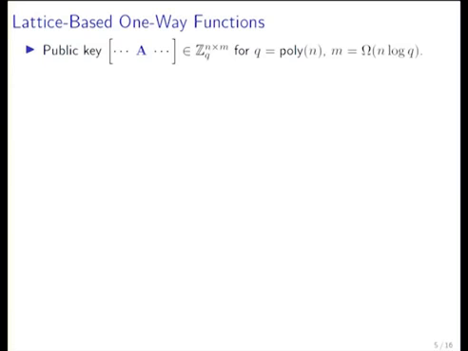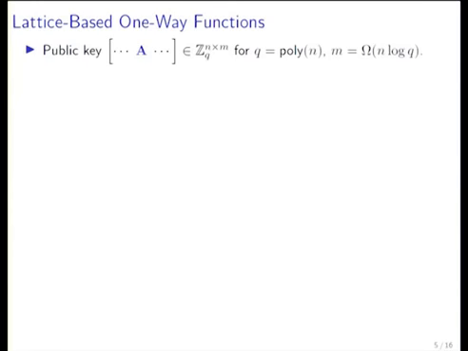The typical cryptographic one-way function based on lattices is specified by a matrix A, an n by m matrix with integer entries which are chosen at random modulo q. Here n is some security parameter. Think of n as the main parameter that describes the scheme. And q is the modulus, which is a polynomial in n.